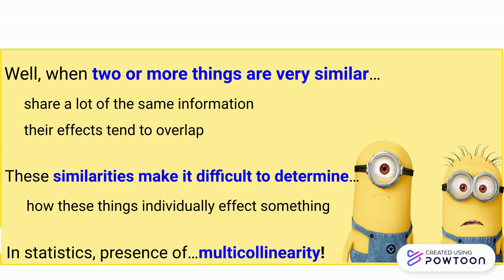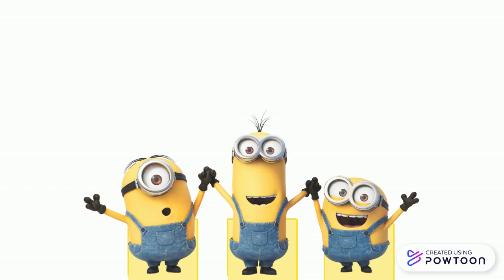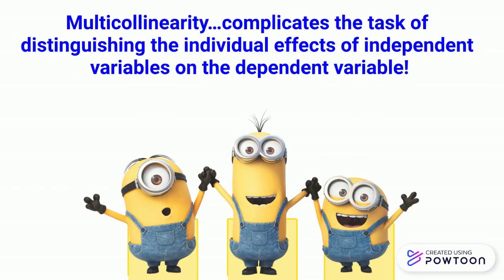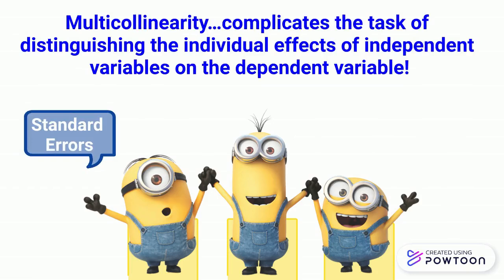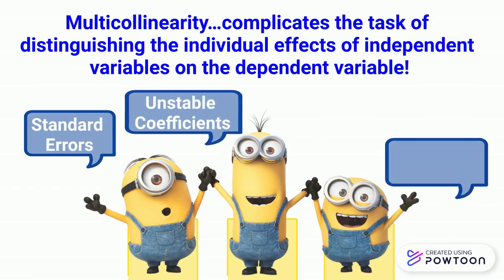So to help combat the issues with multicollinearity, we do several things. We try to check for inflated standard errors. We try to look at unstable coefficients. We try to pay attention to counterintuitive signs, and we do all of this because we want to prevent having misleading results. So we can also employ experimental design to avoid having similar variables.